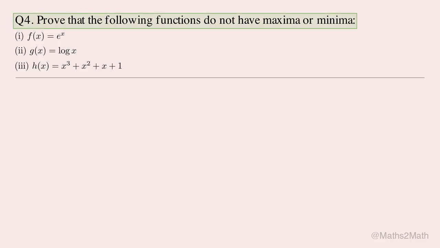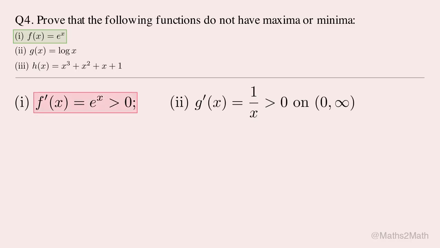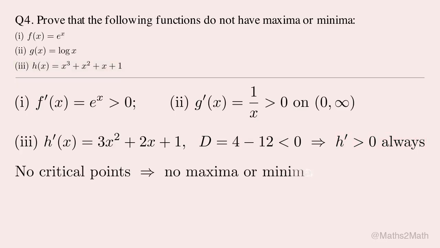Question 4. 3 functions that never turn, their derivatives never vanish. No critical point, no extremum. Part 1, the derivative e to the x is strictly positive everywhere, never 0. Part 2, 1 over x is also positive on the whole domain. Part 3, the quadratic derivative has negative discriminant, 4 minus 12, so it has no real root and stays positive. With strictly monotone behavior and no critical points, none of the 3 has any maximum or minimum.